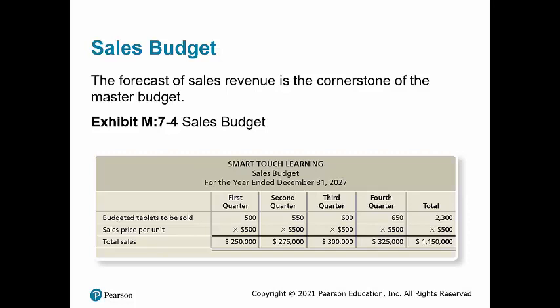So we can see the total sales for the first, second, third, and fourth quarters, and we can see the total sales for the year of $1,150,000. That amount will be used to complete the budgeted income statement. The quantity of the sales to be sold will be used to determine the production needs for the future.